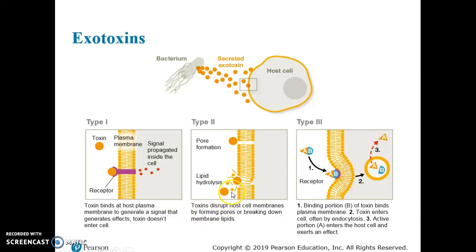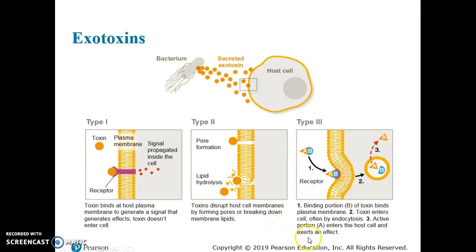Then here, type 2. Toxins disrupt the host cell membrane. It forms pores. You see here there are pores there, or it breaks down the lipid membrane and just annihilates it, kind of like a bomb being thrown at that lipid bilayer, a bomb being thrown at a wall, and the wall gets blown up. That's kind of what the type 2 exotoxins do.